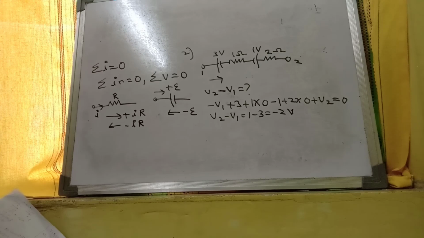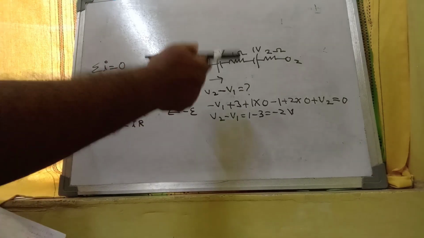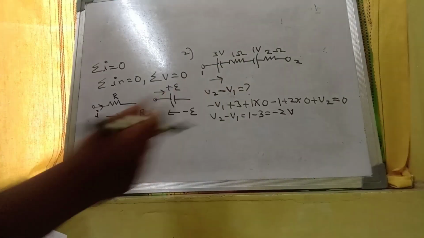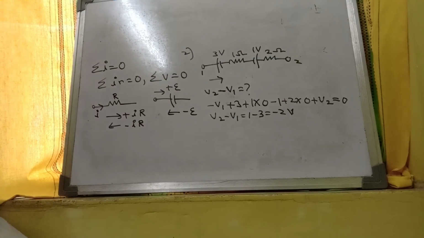So the magnitude matters because potential difference is a scalar quantity. It's minus 2 volt because I am following this direction. If I go in the reverse way, it would be 2 volt. Now you can copy this down because I am going to the next sum.